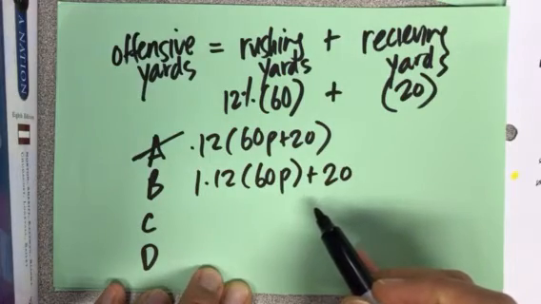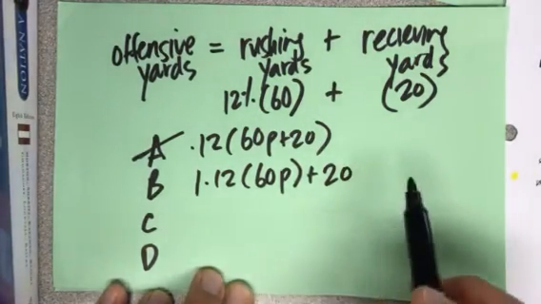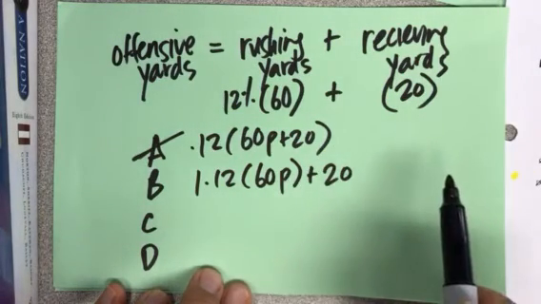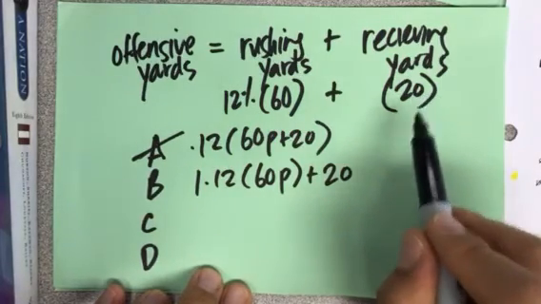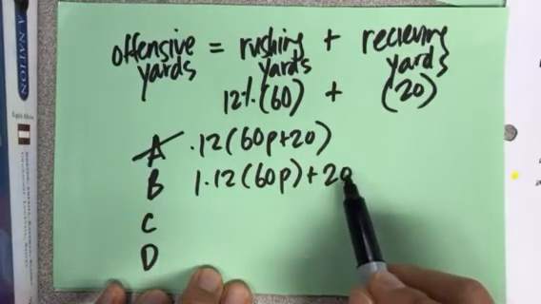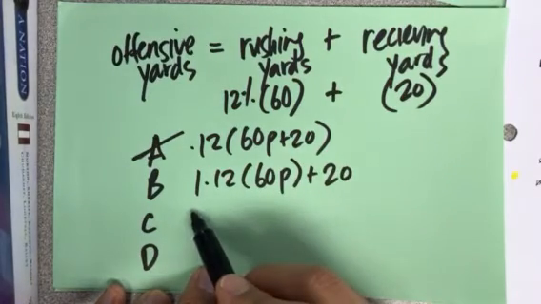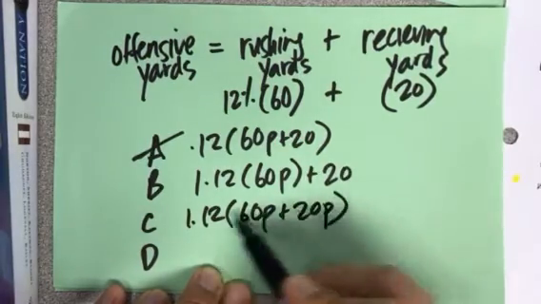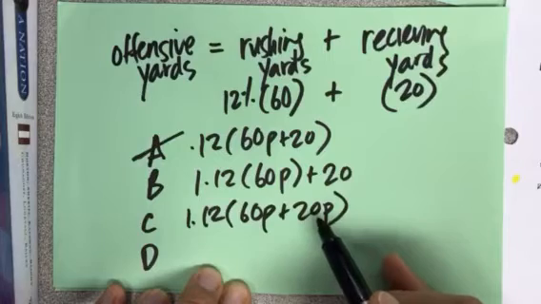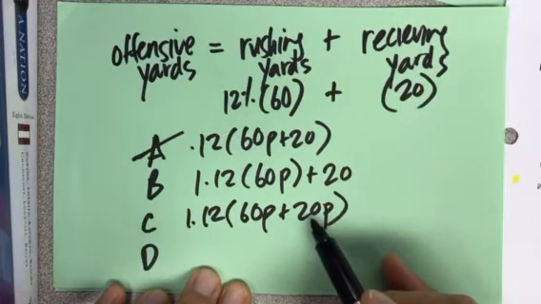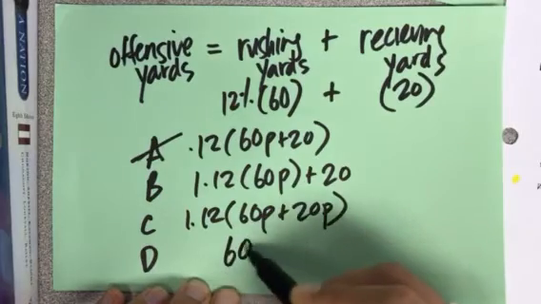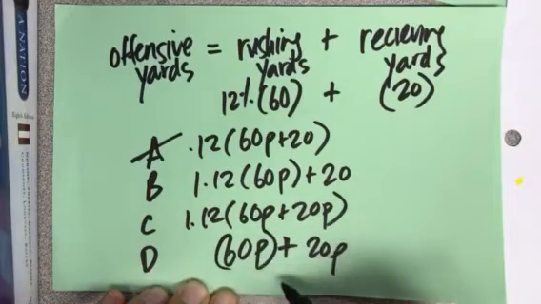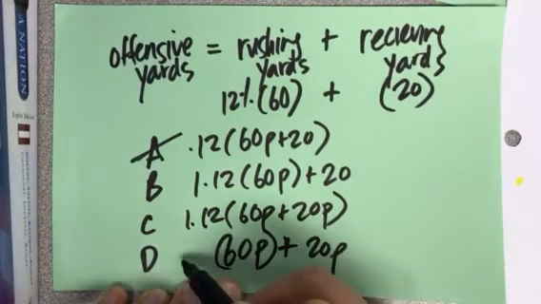Okay, and in this question, you know that this one isn't it either because there's no variable with p. Okay, and then for C, you got 1.12 times 60p plus 20p. Again, they're adding it together, then multiplying it. That is not correct. Okay, and then the last one is 1.12 times 60p plus 20p, and then they do the multiplication for only the 60.